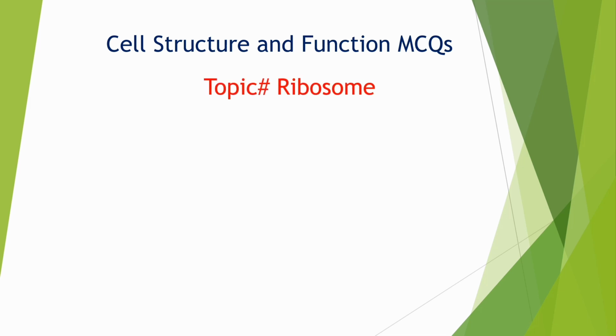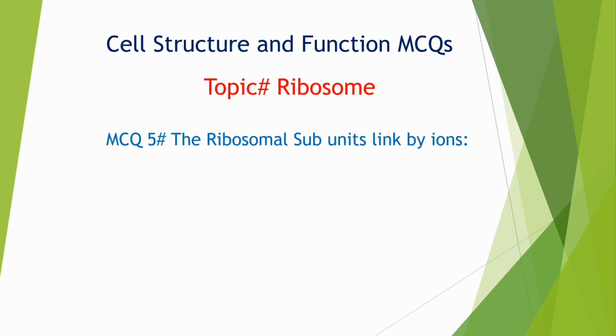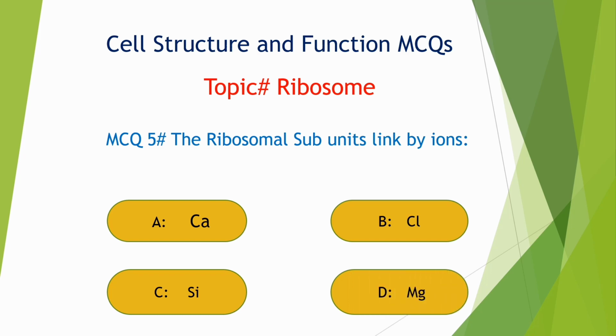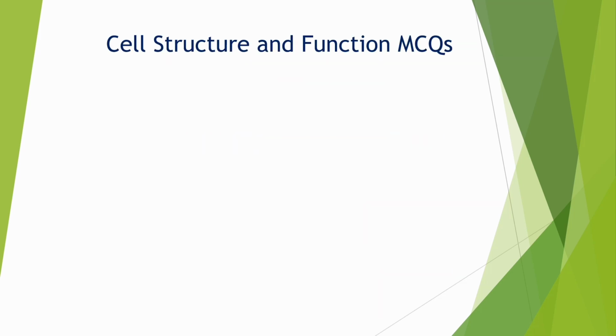Cell structure and function MCQs. Topic: Ribosome MCQs number 5. The ribosomal subunits linked by ions: Option A. Calcium, B. Chlorine, C. Silicon, D. Magnesium. The correct is magnesium. Option D.